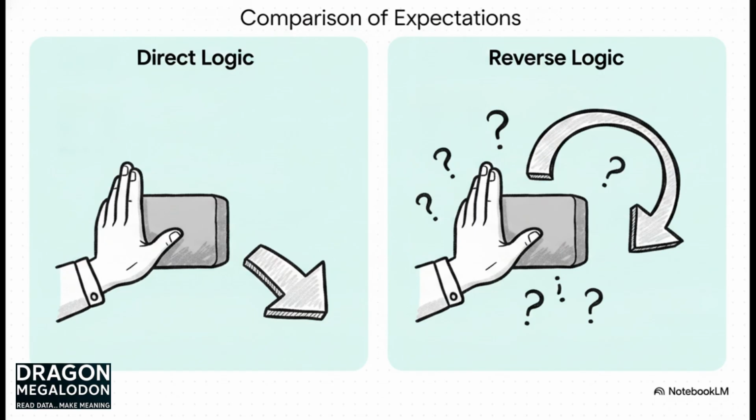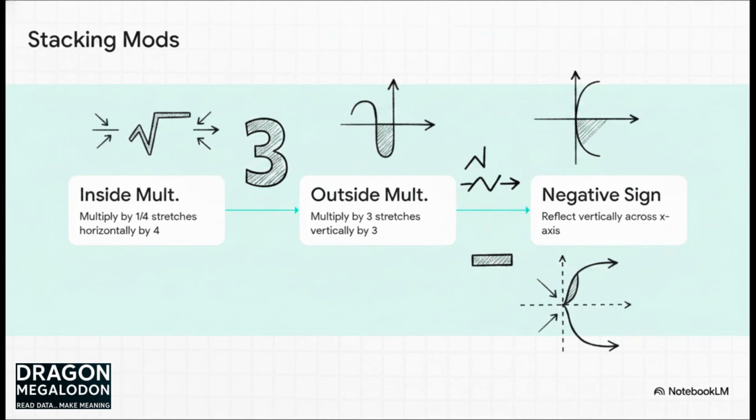A -2 on the inside doesn't shift left, it shifts the graph right by 2. A horizontal stretch by 1/4, it actually stretches it out by a factor of 4. Always reverse your thinking for those inside x values. Let's see what happens when we stack these mods together.